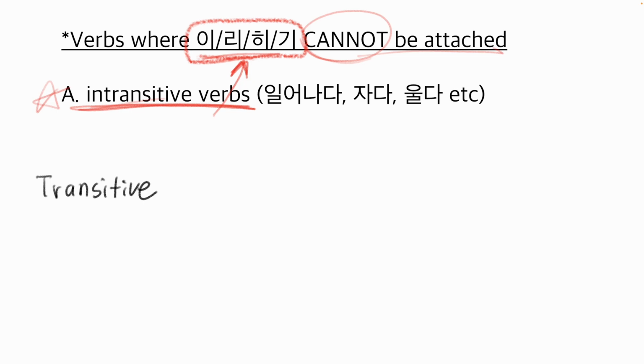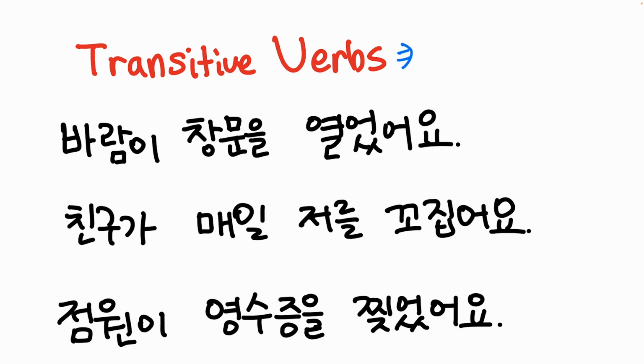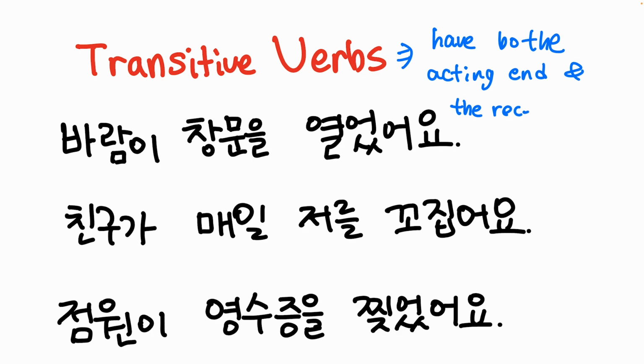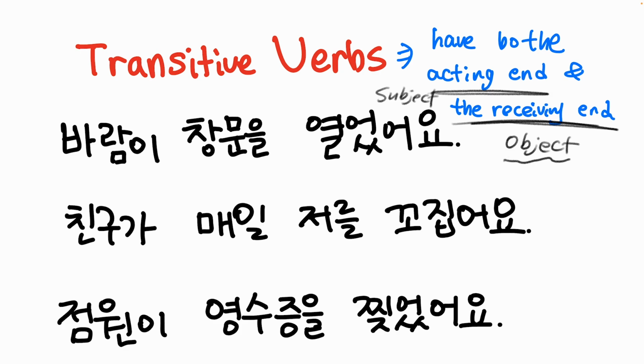And if the word transitive verb or intransitive verb doesn't sound familiar, let me give you some explanation. So transitive verbs are the verbs that have both the acting end and the receiving end. So the grammatical term for acting end would be the subject of a verb, and the receiving end would be the object of a verb. So object is something or someone that the verb is done onto. The subject transfers the effect of the action to the object. That's why it's called transitive verbs.